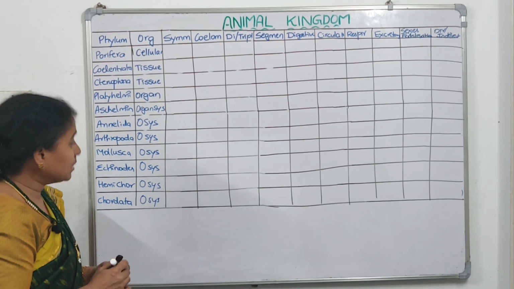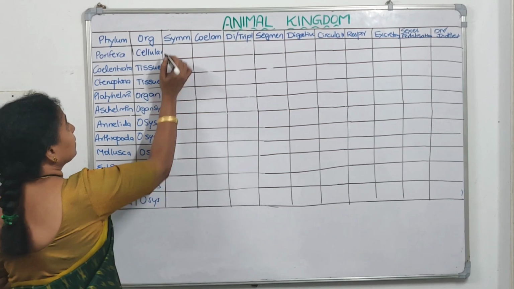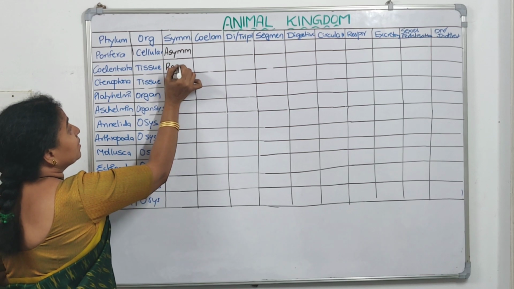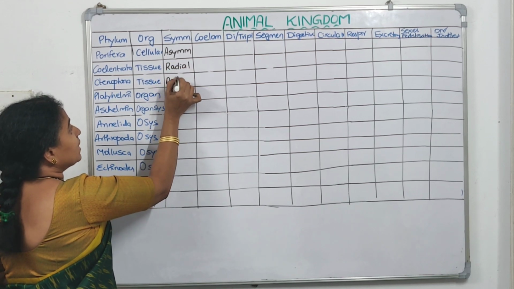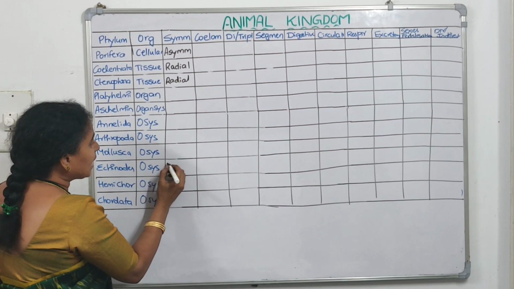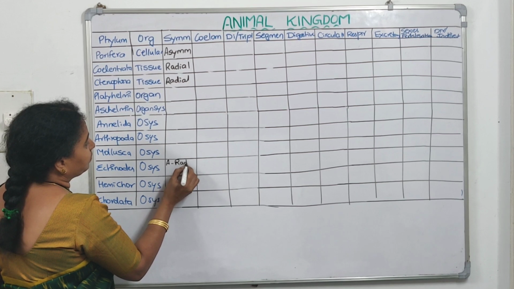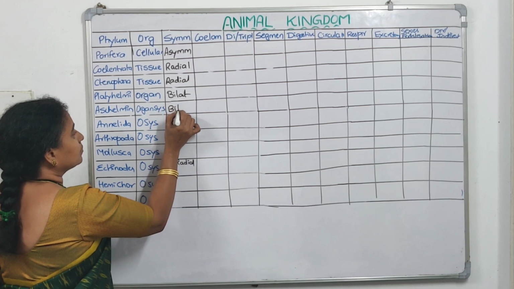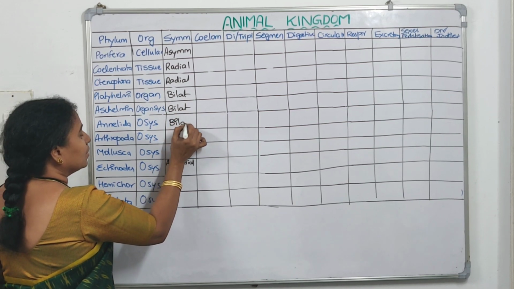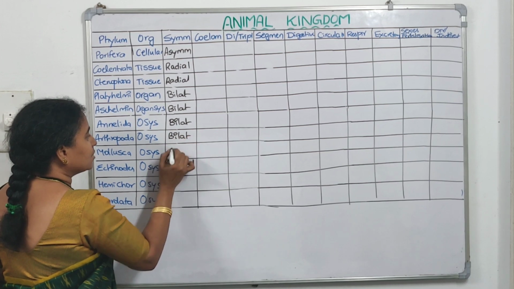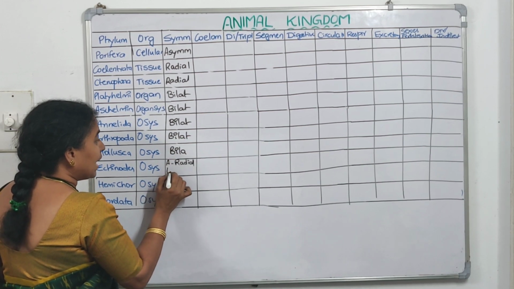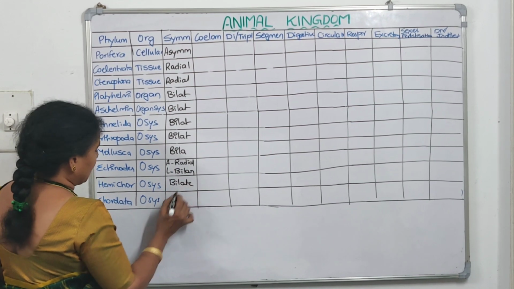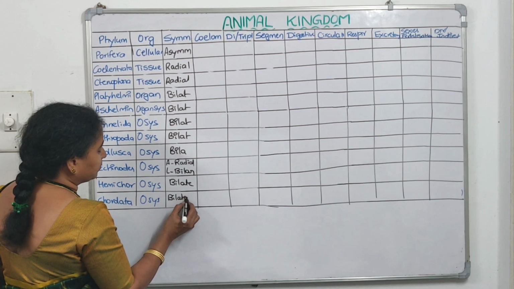Now coming to the second one, symmetry. Poriferans are asymmetric, right? Coelentrates are radially symmetrical. Ctenophores also radially symmetrical. Echinodermates, adults, are radially symmetrical. Rest all are bilaterally symmetrical. Larva is bilaterally symmetrical in echinoderms. Hemichordates also bilaterally symmetrical. Chordates are also bilaterally symmetrical.